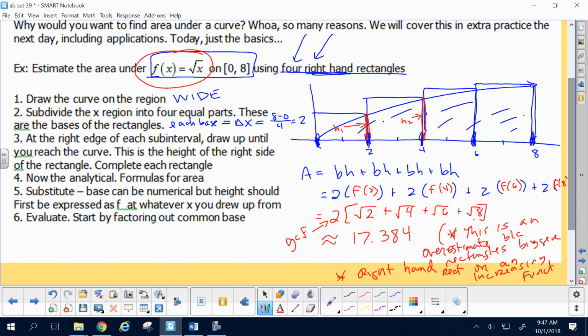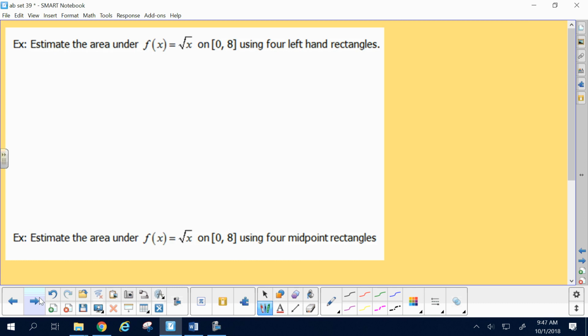If it's an increasing function, the right-hand side will be the greatest possible value of the function, and we'll get an overestimate. You with me so far? Okay. Let's try a different method then. Right hand seemed to overestimate. Let's try left hand rectangles.